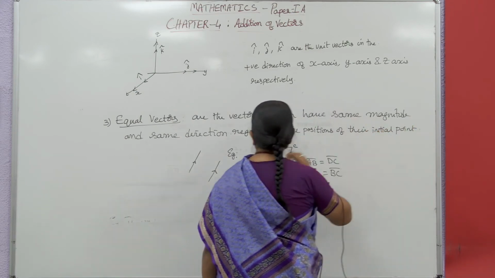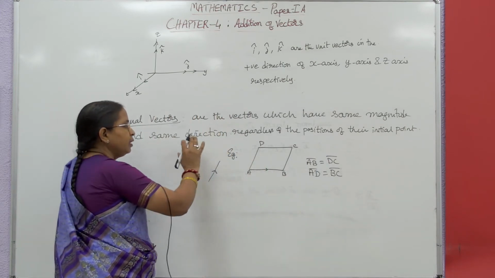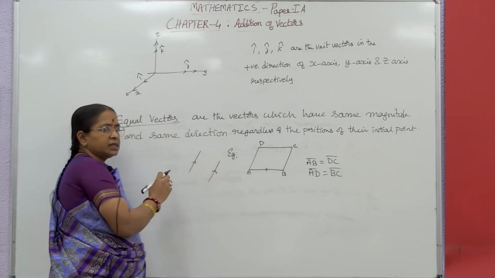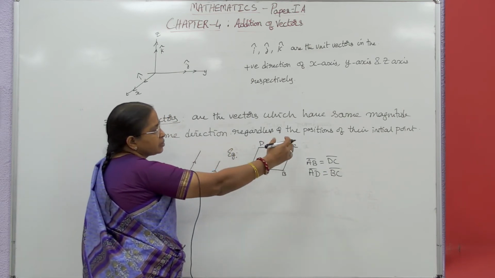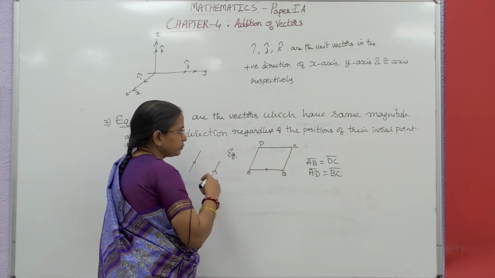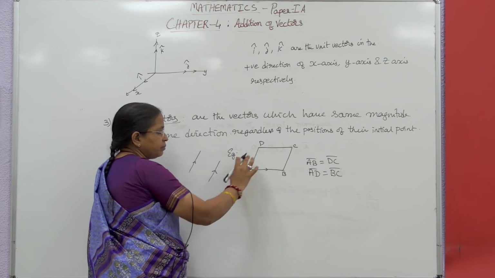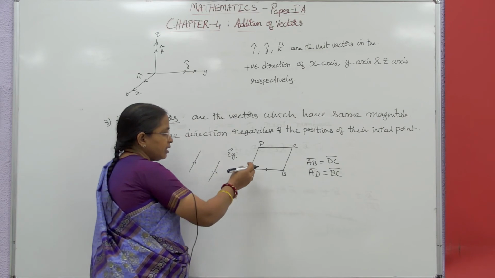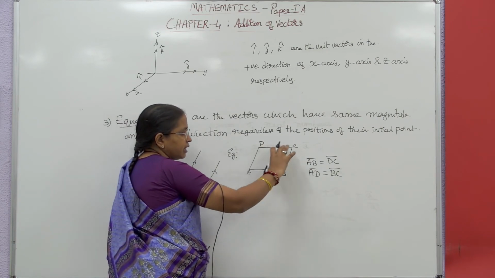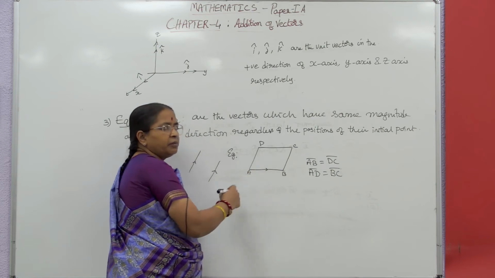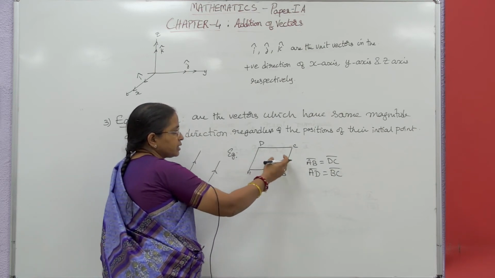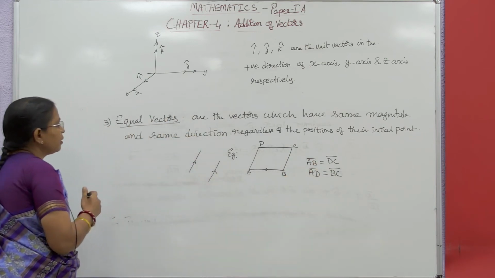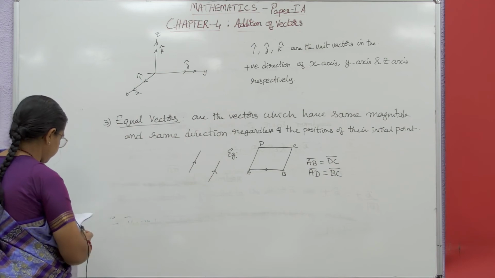So then the initial point need not be the same. This is about equal vectors: vectors which have the same magnitude and same direction, regardless of the position of their initial points. Like AD vector and BC vector are two different vectors having different initial points, but they have the same length and same direction. In a parallelogram, opposite sides are equal, so opposite side vectors are equal. So this is about equal vectors.